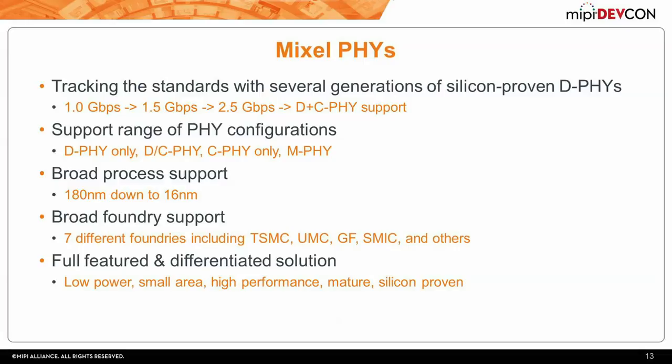We have very broad process node coverage, going all the way from 180 nanometer to 16 nanometer. We have very wide coverage in terms of the different foundries. Of course, all the major foundries are there: TSMC, UMC, GlobalFoundries, SMIC, and others.